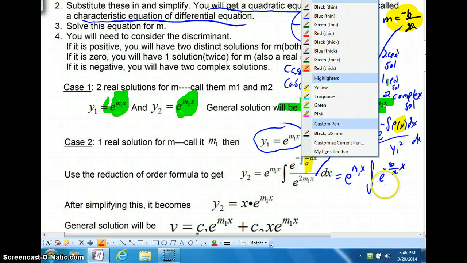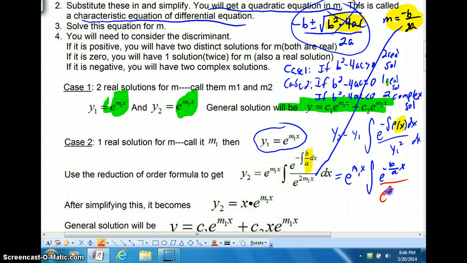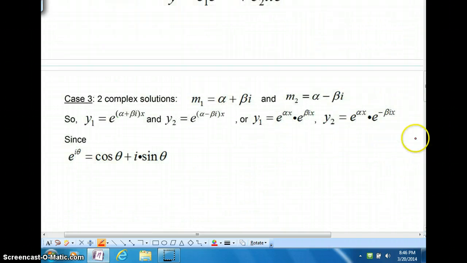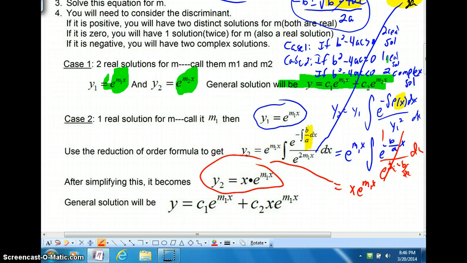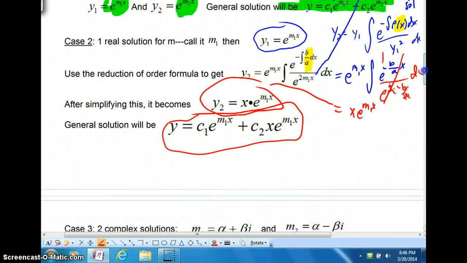Down below, when you have e to the 2 times opposite b all over 2a, the 2's are gone, but now your numerator and denominator are gone. So what's left? Just a 1. What's the antiderivative of a 1? An x. So pull that out, and my goodness, would you look at that? That's where this second solution occurs. So we have e to the m1x, y2 is x times e to the m1x. Here are your two general solutions added together.